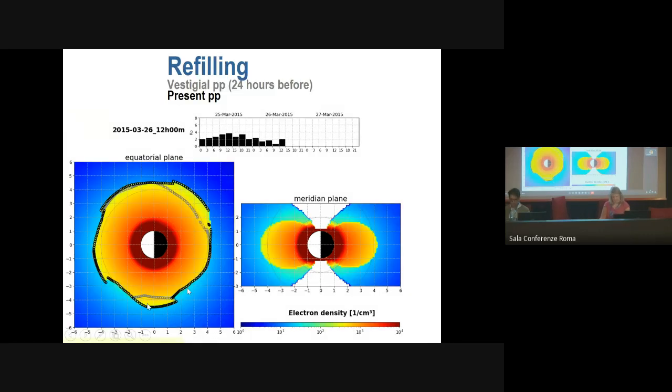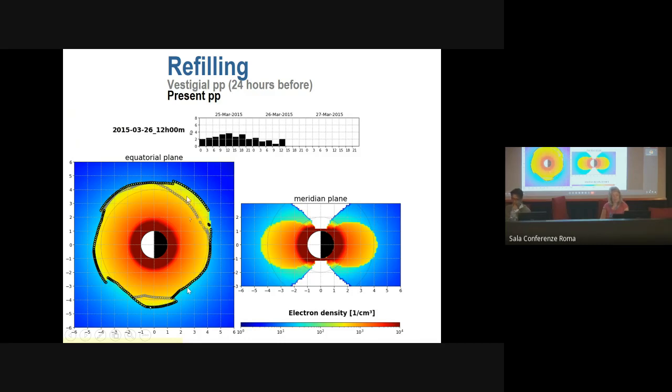Thus, when you have the storm, the plasmasphere is eroded, the plasmapause comes closer to the Earth. After the storm, the index Kp decreases, and then you have the contrary effect. Thus, the plasmapause goes further from the Earth, and then you have a zone between the vestigial plasmapause 24 hours before in gray here, and the new plasmapause in black here. You have a region here where you have refilling also.